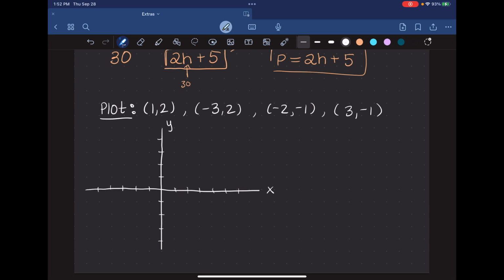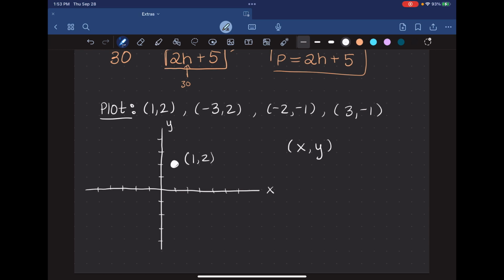Okay, so the first point that we want to plot is 1, 2. Keep in mind, anytime you're plotting an ordered pair, they come in the order x, y. So input, output. My input is 1, so I'm going to move over 1 on my x-axis. And my output is 2, so I'm going to move up 2 on my y-axis. So over 1, up 2. And this is going to be my point. So right here is the point 1, 2.